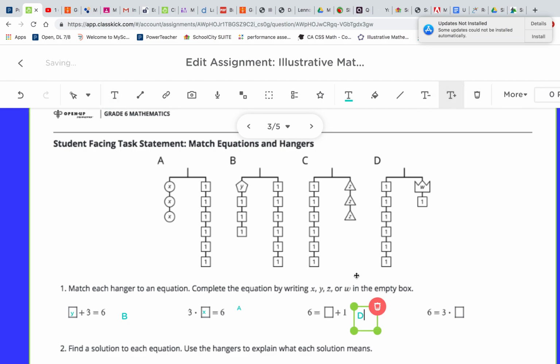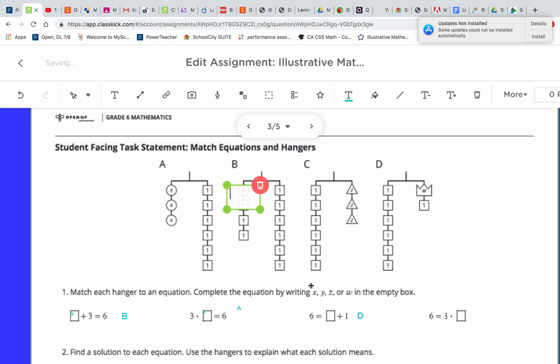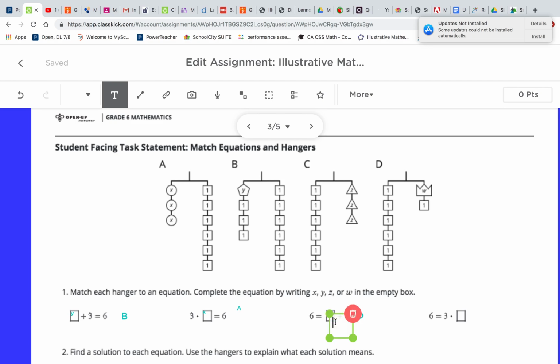Let me make that a little bigger. And then the letter that's going to go into the box is going to be W. Okay, so let's go ahead and I need to actually move that out of the way. Let's go ahead and put W here. So you can see there, this is going to match up with hanger D.